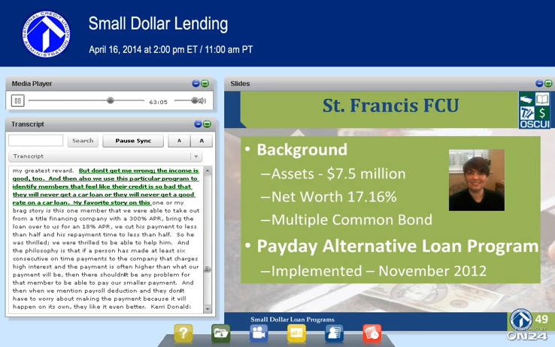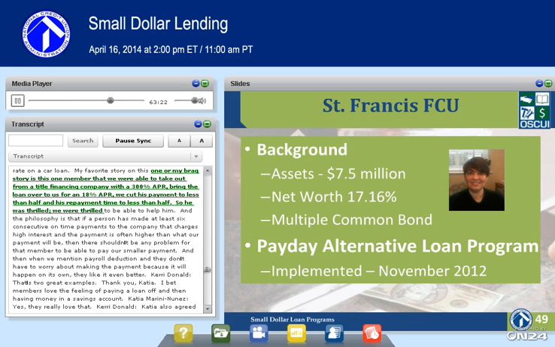And then also we use this particular program to identify members that feel like their credit is so bad that they will never get a car loan or they will never get a good rate on a car loan. My favorite story on this one, or my brag story, is this one member that we were able to take out from a title financing company with a 300% APR, bring the loan over to us for an 18% APR. We cut his payment in less than half and his repayment time in less than half. So he was thrilled. We were thrilled to be able to help him.